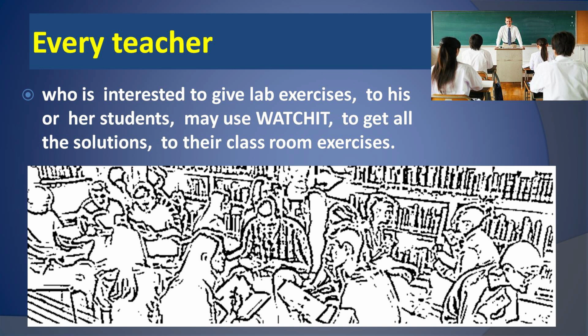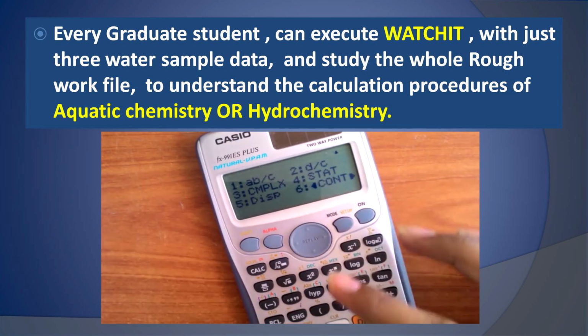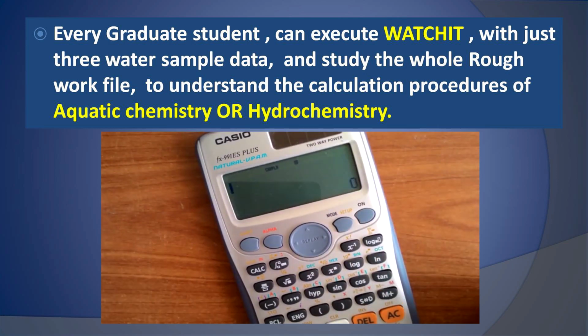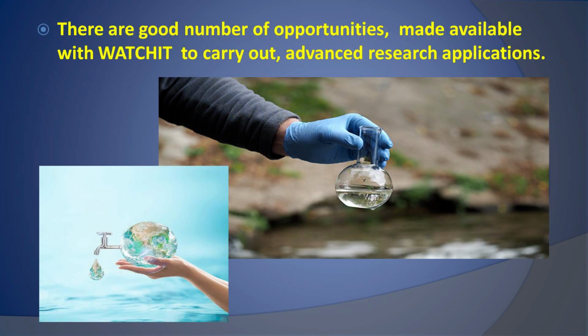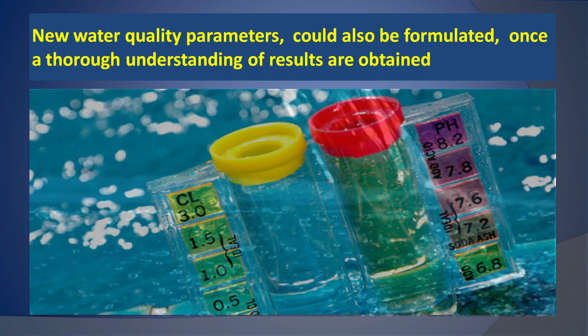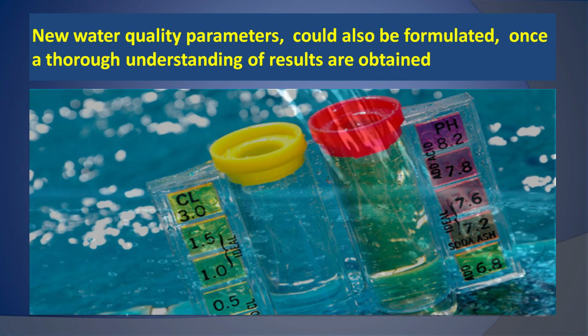Every teacher who is interested to give lab exercises to his or her students may use Watchit to get all the solutions to their classroom exercises. Every graduate student can execute Watchit with just 3 water sample data and study the whole rough work file to understand the calculation procedures of aquatic chemistry or hydrochemistry. There are a good number of opportunities made available with Watchit to carry out advanced research applications. New water quality parameters could also be formulated once a thorough understanding of results are obtained.